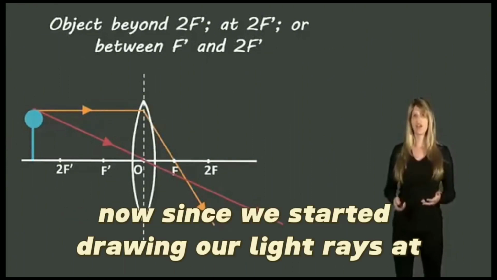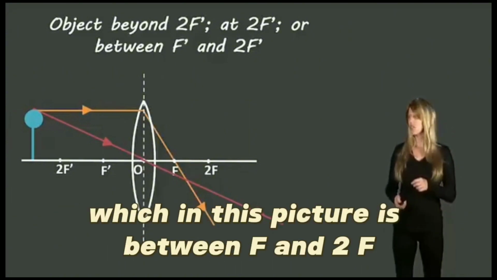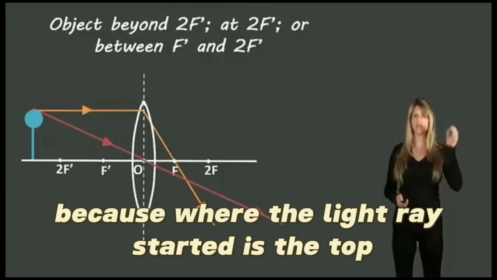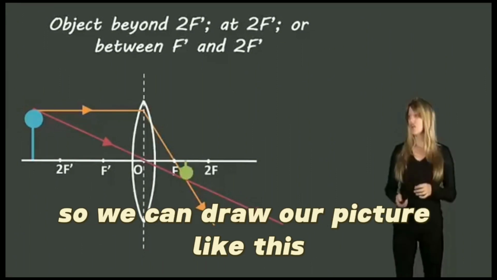Now, since we started drawing our light rays at the top of the balloon, that means where the light rays cross, which in this picture is between F and 2F, will also be the top of the balloon, because where the light ray started is the top. So we can draw our picture like this.